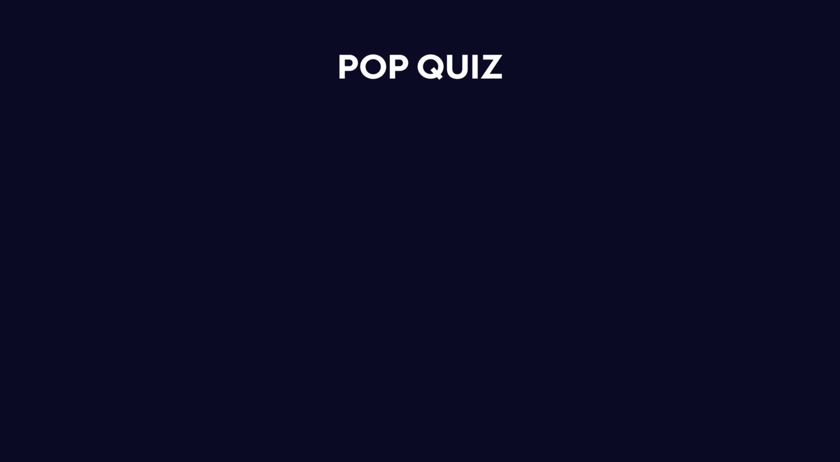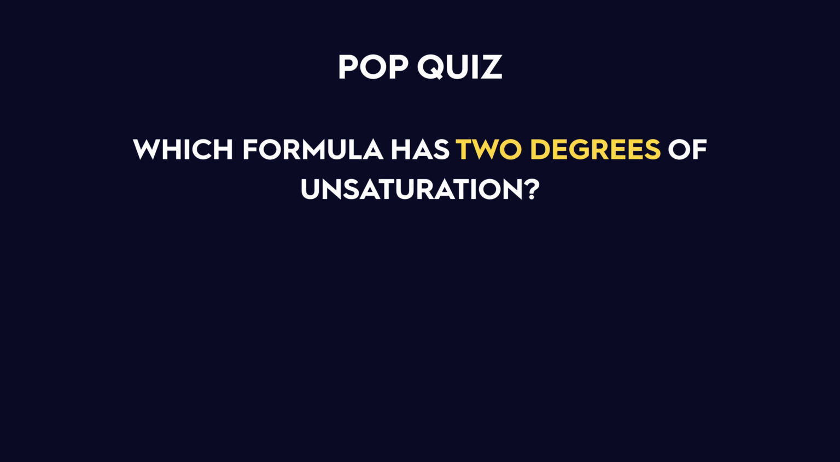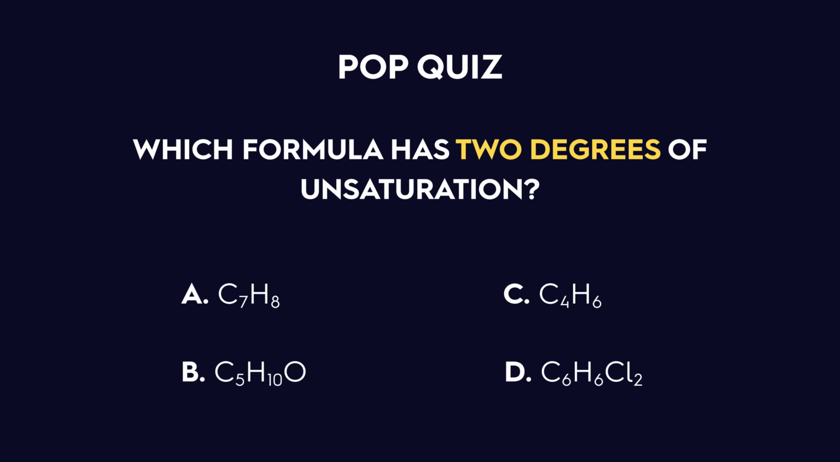Pop quiz. Which of these formulas has 2 degrees of unsaturation? Is it A, C7H8, B, C5H10O, C, C4H6, or D, C6H6Cl2? Lock your answer in.